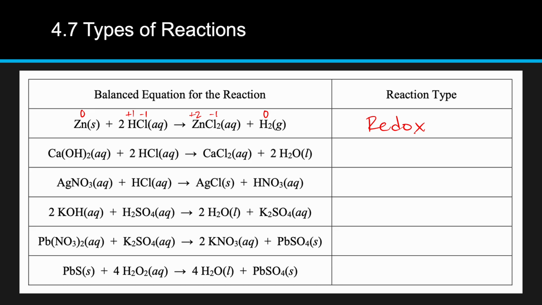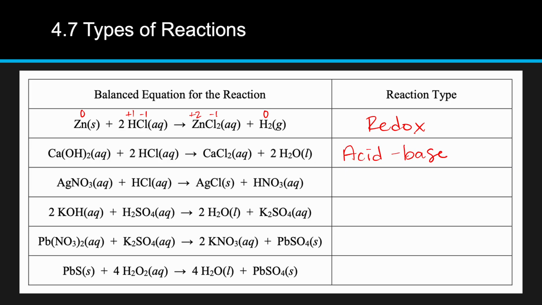All right, then for our second reaction, calcium hydroxide reacts with hydrochloric acid. The H+ ions from the acid combine with the OH- ions from the base to form water. So that means this is going to be an acid-base reaction.